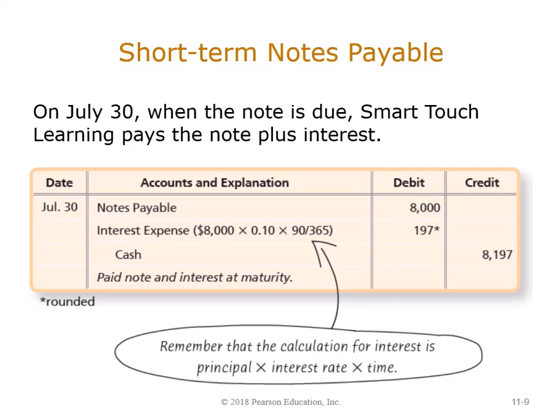So what that means is we have to prorate that 10% interest based on the time period, the percentage of a year in this case, that the company held the note. So to compute the interest expense, we take the principal times the rate times the time. So in this case, it's 90 out of 365 days. And that allows us to compute the interest expense that we are going to owe on the note.